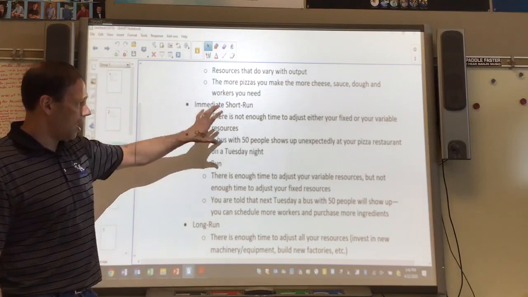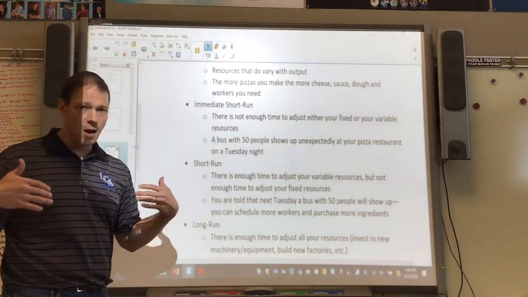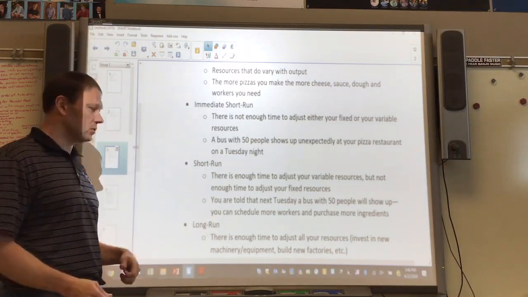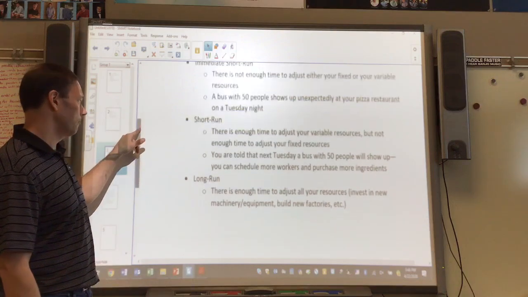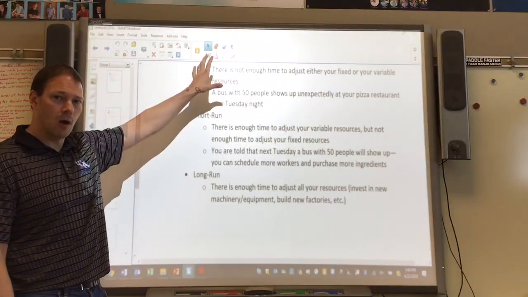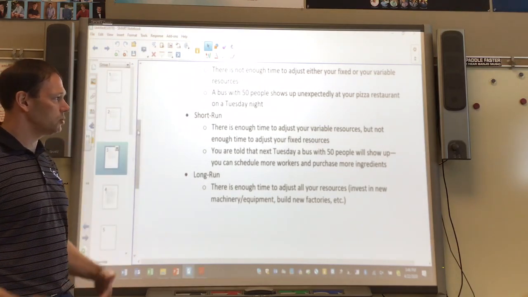All right, now, how long does that last? It's not a specific time frame. It depends on how long you can get more variable resources. As soon as you can get more variable resources, we are now entering the short run. So the immediate usually isn't that long, okay? It depends on the industry, but as long as you can start changing up your variable resources, you're now in the short run.